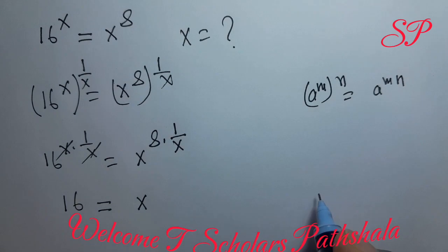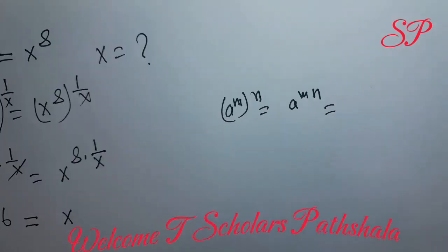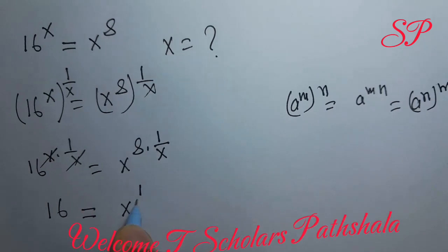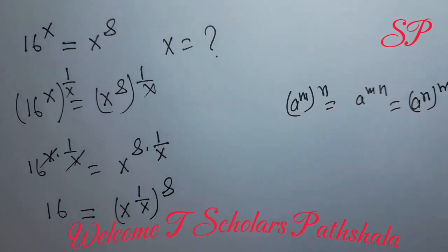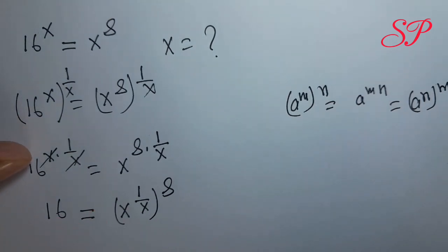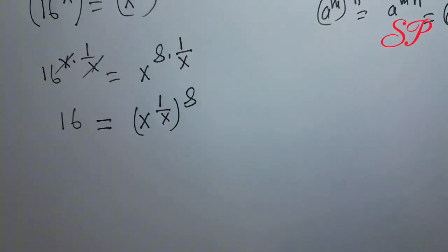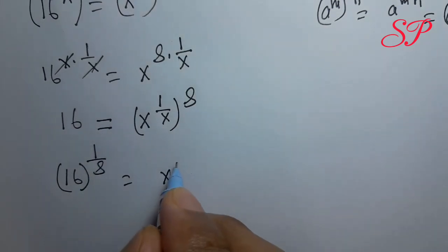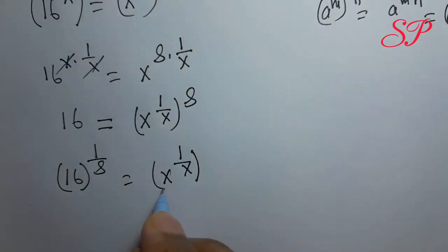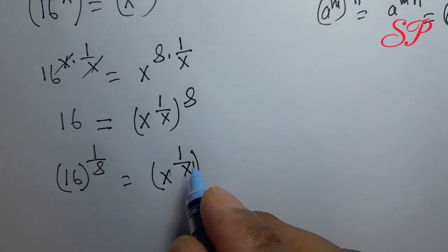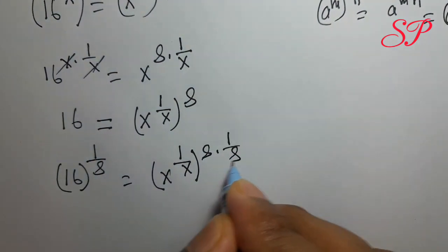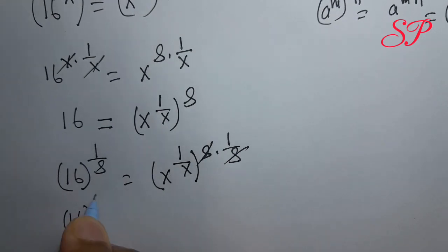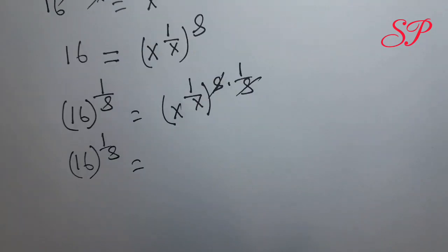Again we know this, we can write a to the power n all to the power m. So we can write x to the power 1 by x all to the power 8. Okay friend, then we raise both sides to the power 1 by 8. Okay, 16 to the power 1 by 8 and x to the power 1 by x all to the power 8 into 1 by 8. Okay, 8 and 8 cancel, so we remain with 16 all to the power 1 by 8 is equal to x to the power 1 by x.